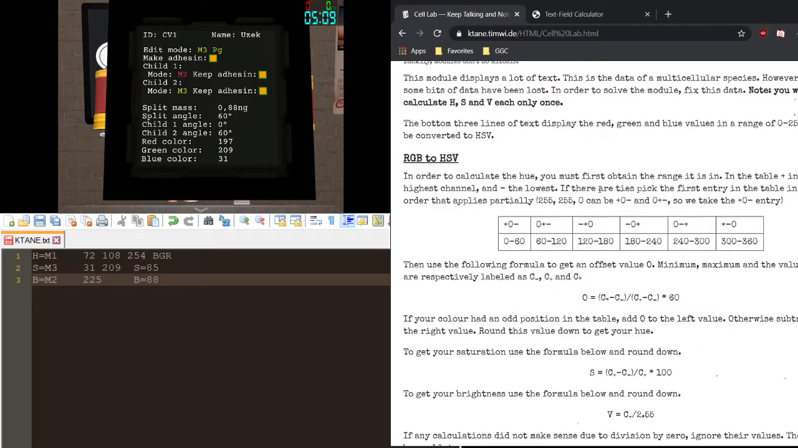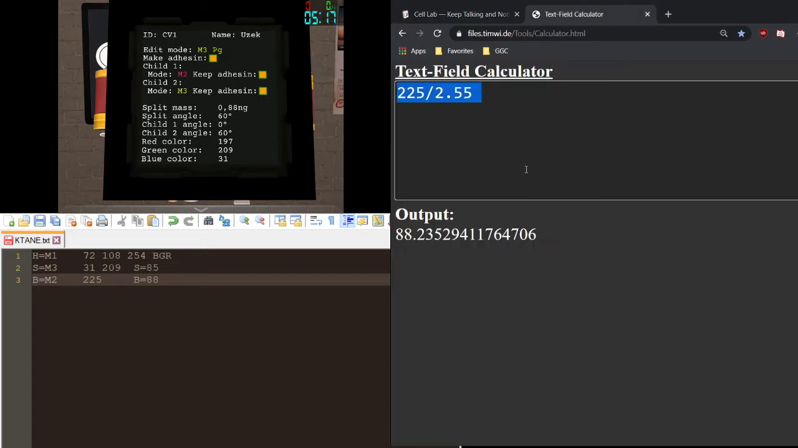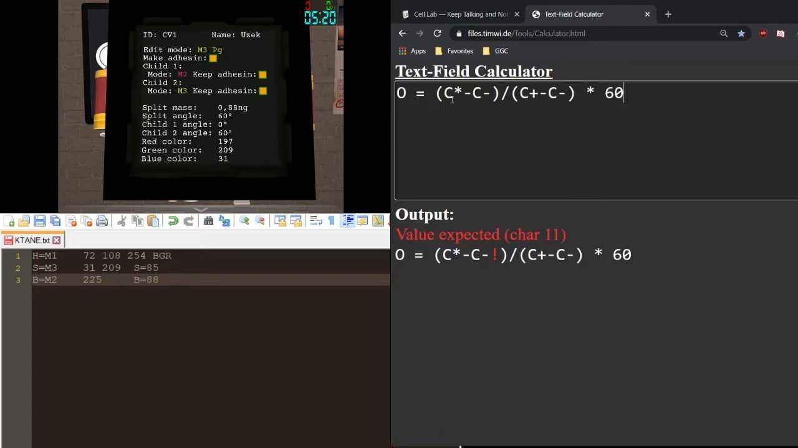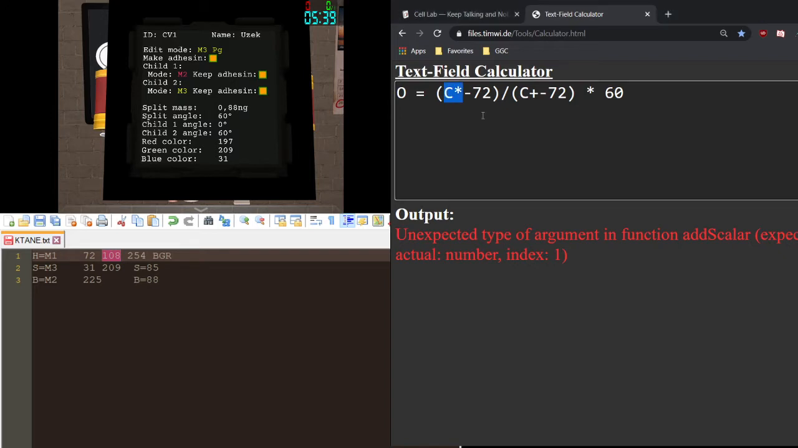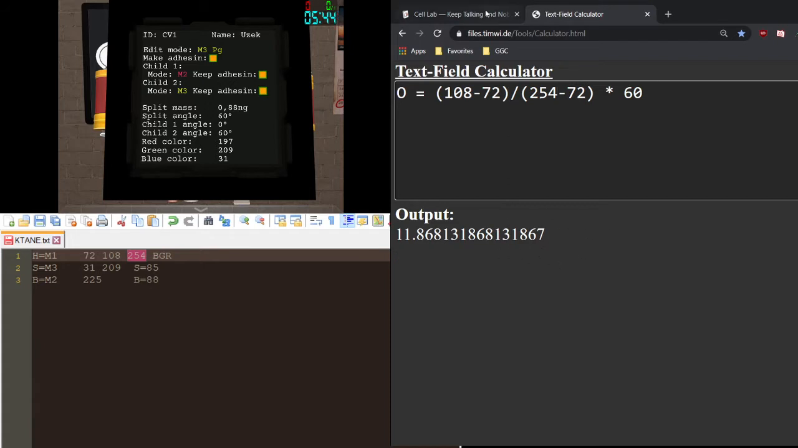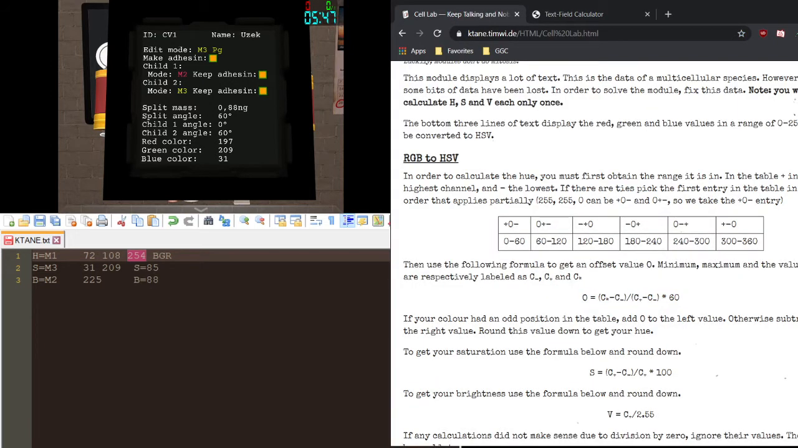Now comes the hue. This one is the most complicated to calculate, but not by much. So first, let's calculate O. O is not the final value of our hue. So we have the difference between the middle value and the lowest value divided by the difference between the highest value and the lowest value times 60. So let's plug in. Our lowest value is 72. Our middle value is 108. And our highest value is 254. This is our O. Now, how do we get the hue?